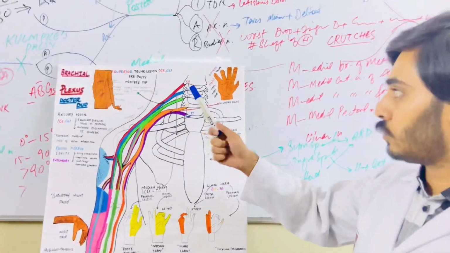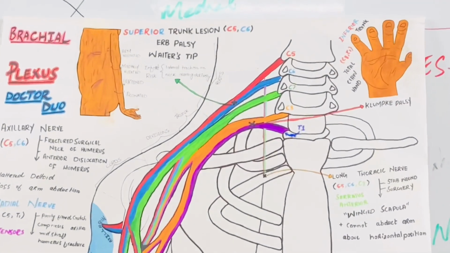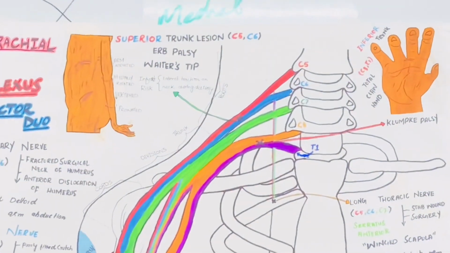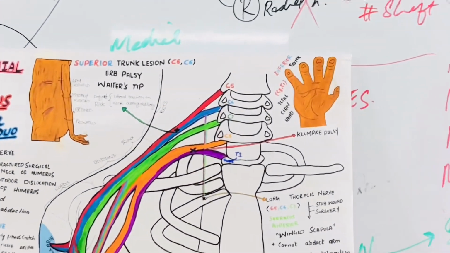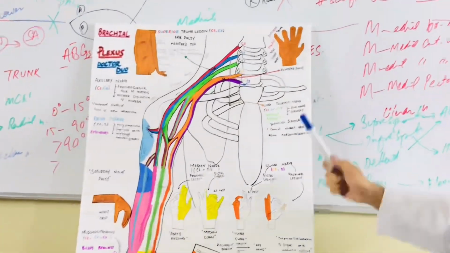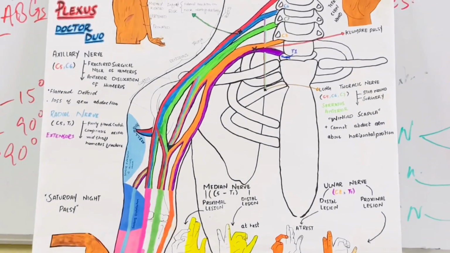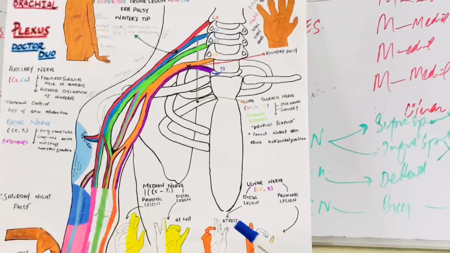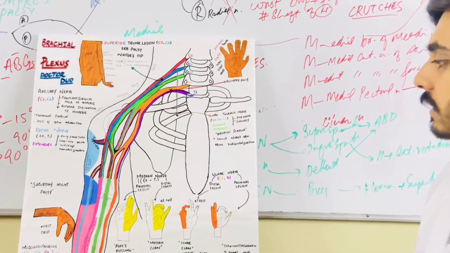As you can see, when we talk about the superior trunk at the level of C5 and C6, it is called Erb's palsy. There are many other palsies at different points, like Saturday night palsy and claw palsy, and when we talk about the median nerve and ulnar nerve, we have lesions here too.